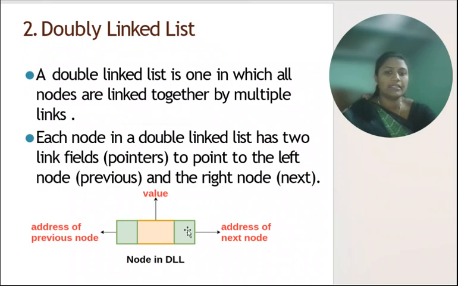But in doubly linked list, as in the single linked list, we have the data part and the next node address. In addition, we will store the address of the previous node. So here we require two pointers and one integer data type, which is used to store the data. So this is a doubly linked list.